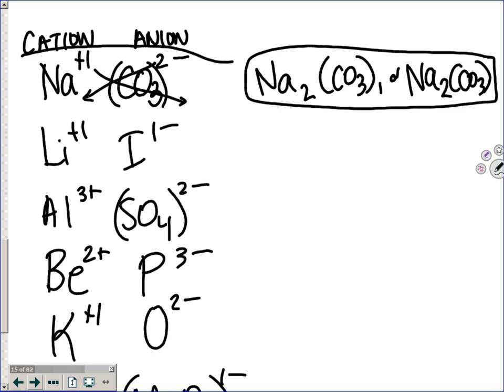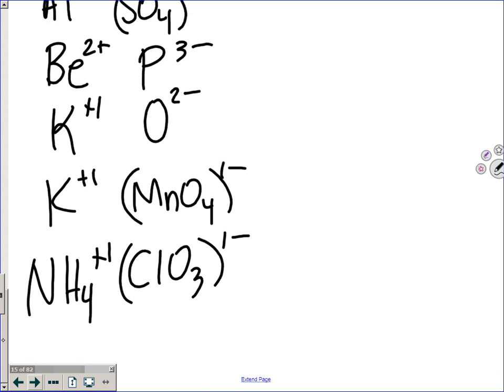Next one. Do the same. Crisscross charge, and I want to know the formula. Actually, take a second. Let's go through 3 or 4 on our paper, and then we'll talk. Write down the symbols. Crisscross charge, write the formula.